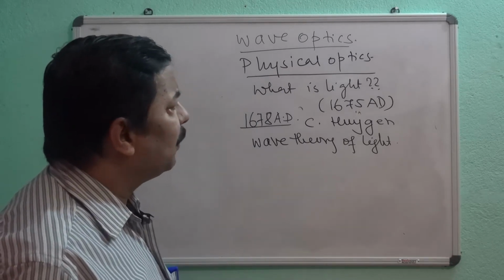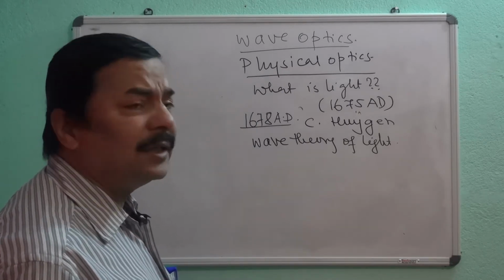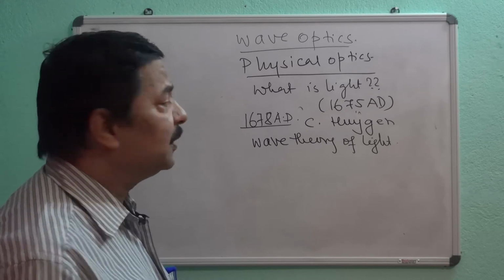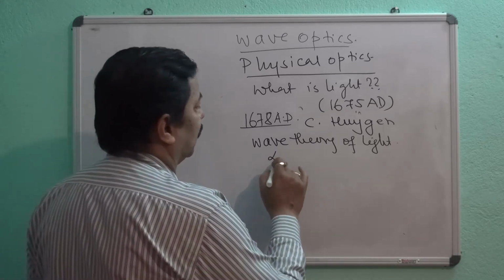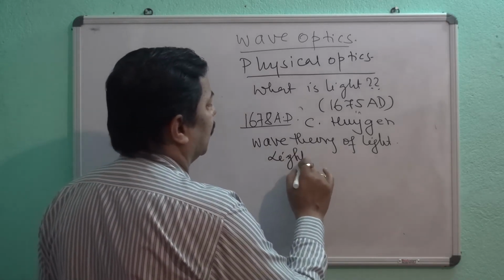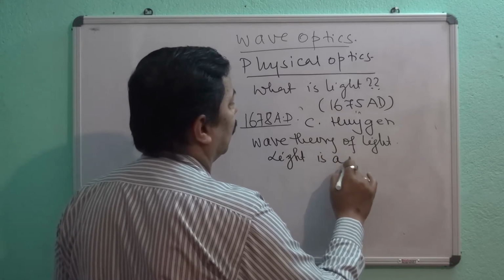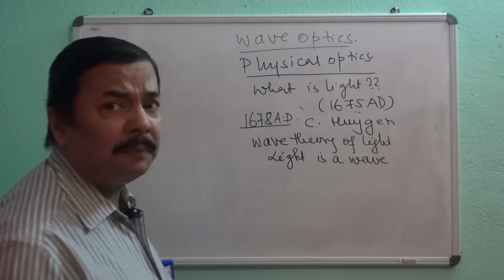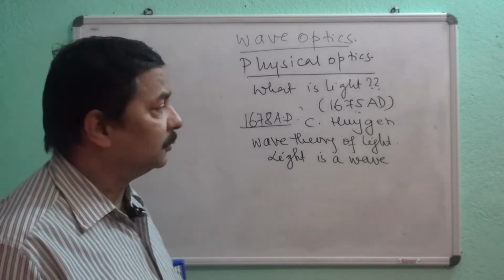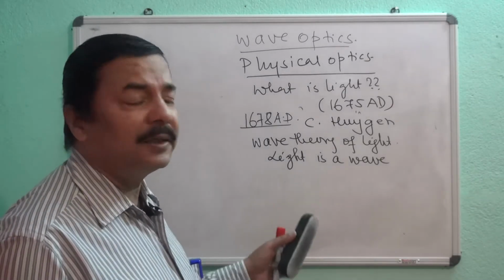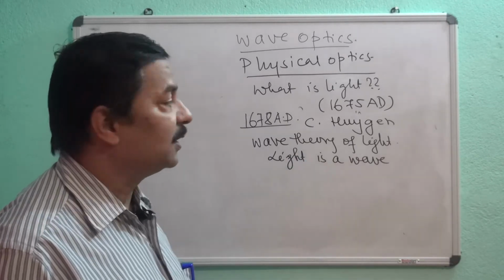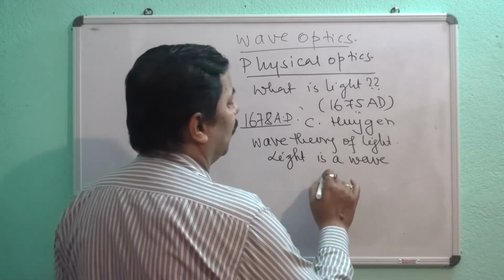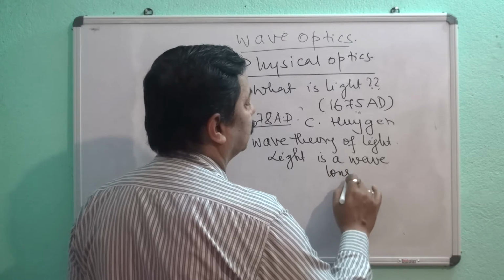Now, in this wave theory of light, Huygens suggested that light is a wave. And what did Newton say? Light is a particle. Newton suggested that light is a particle, whereas Huygens suggested that light is a wave. Which type of wave? Longitudinal wave.